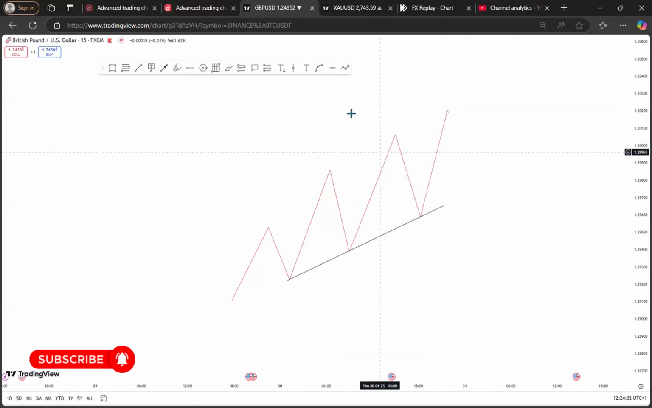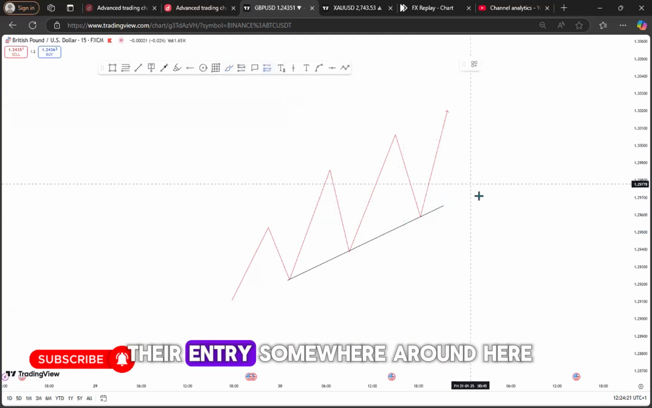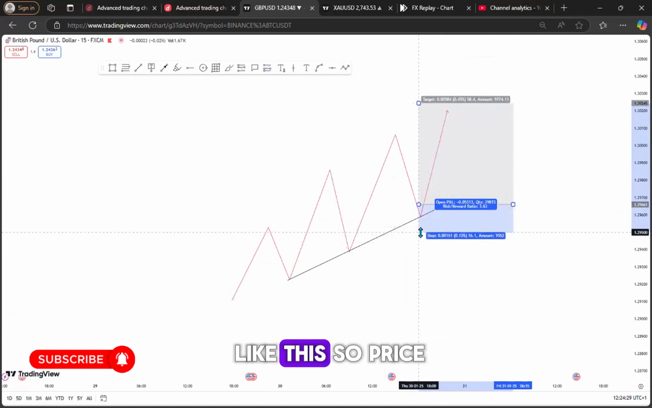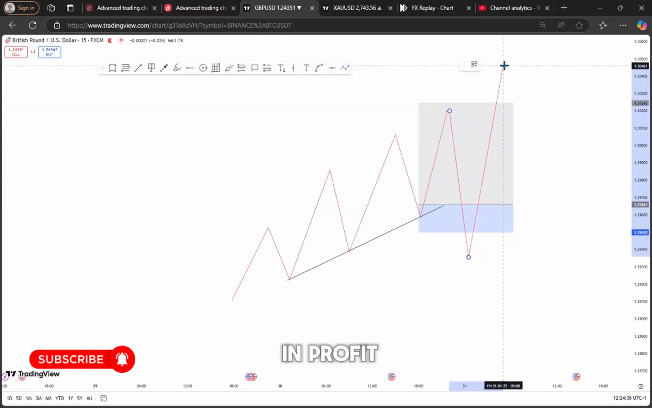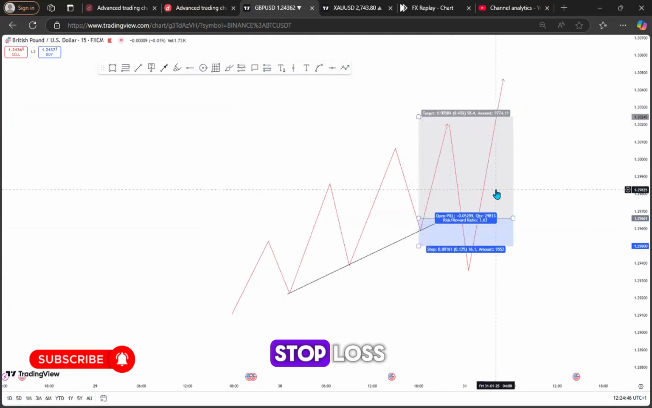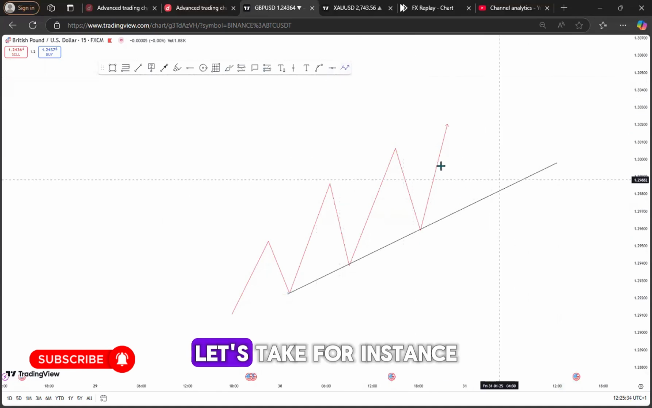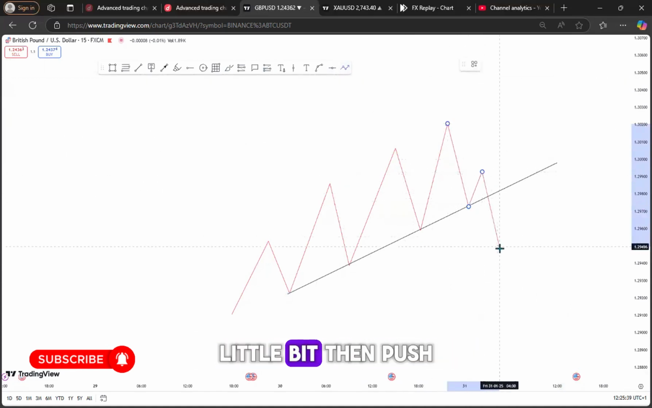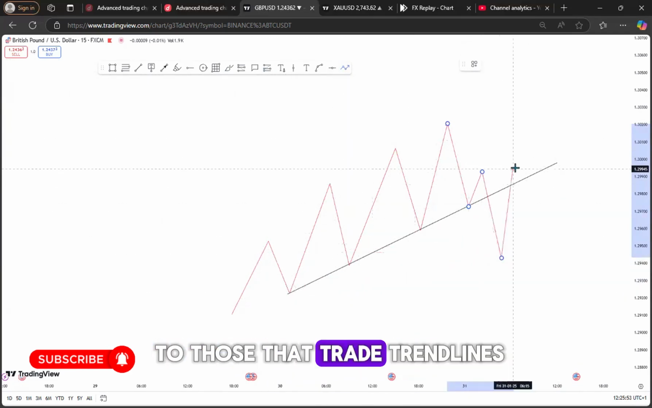In this trend line scenario now, so people waiting for price to do this third touch, then they'll have their entry somewhere around here, having their stop loss like this. So price may run their stop loss, then start going in profit. So in this case, price has targeted their stop loss. Let's take for instance, price did the third touch here and retraced a little bit, then pushed to the downside. At this stage, price has taken out those that trade trend line.